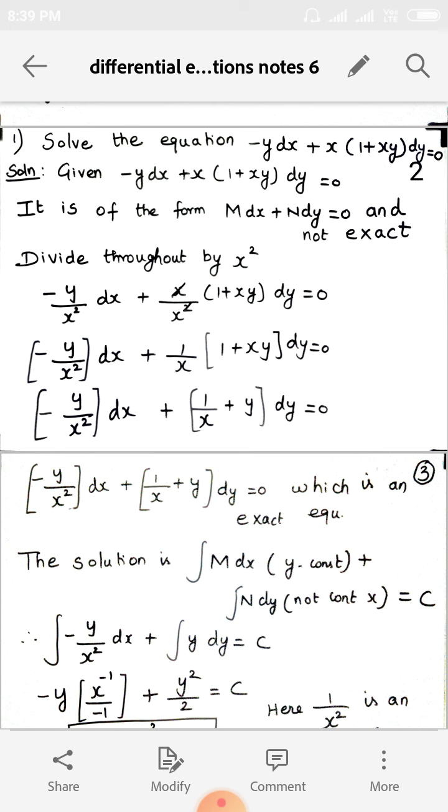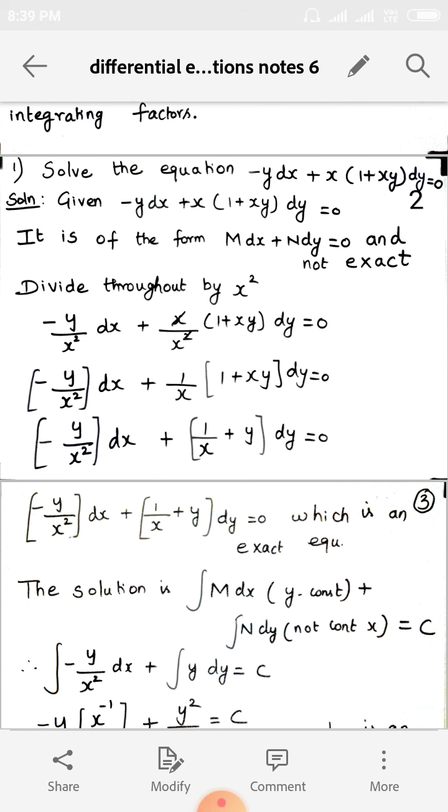See, the equation is of the form M dx plus N dy is equal to 0. What is M? M is equal to minus y. What is N? N is equal to x into (1 plus xy). Is the equation exact? No, the equation is not exact. We check the condition: ∂M/∂y is not equal to ∂N/∂x in this problem. So the given equation is not exact.